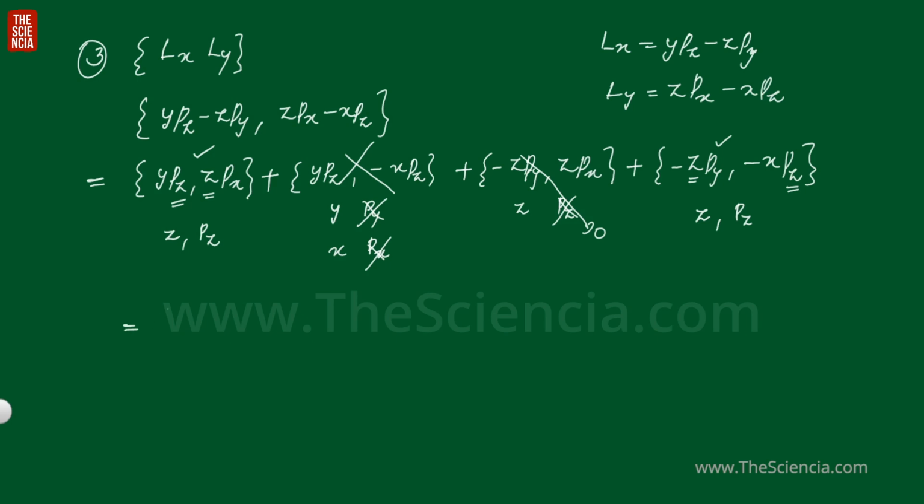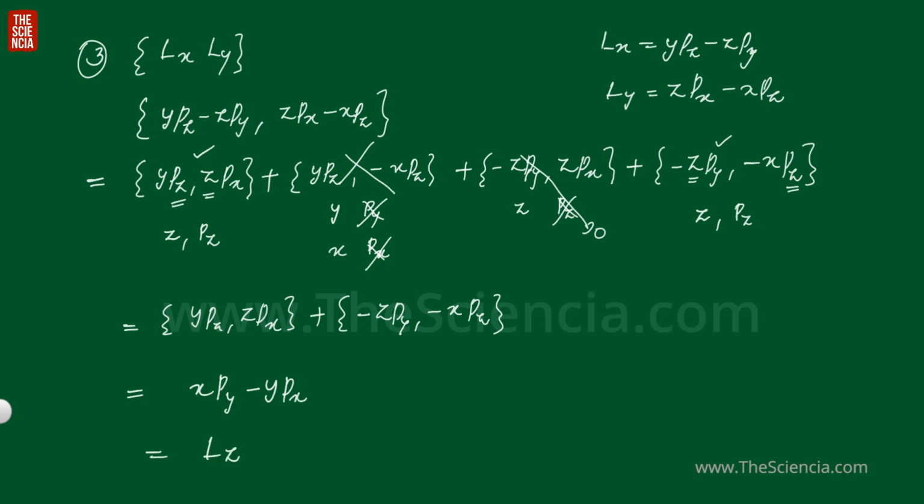So the equation reduces to the Poisson bracket of y pz, z px plus the Poisson bracket of minus z py, minus x pz. Now expand this Poisson bracket using the Leibniz theorem and find the solution. I tell you the answer: it will be equal to x py minus y px. I think you know what this value is. This is nothing but Lz, where Lz is equal to x py minus y px. So we got the Poisson bracket of Lx, Ly is equal to Lz.